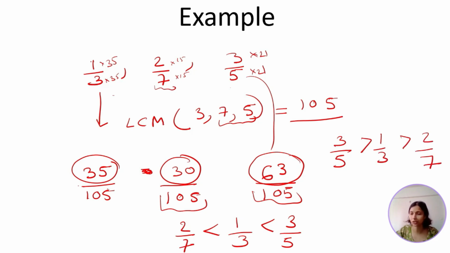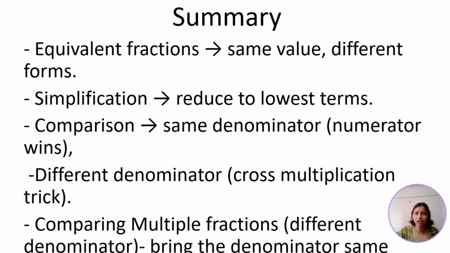So to compare the fractions, you have to bring the denominator same. In the efforts to bring the denominator same, don't forget to change the numerator also. If you're multiplying the denominator by a number, you need to multiply the numerator also by the same number so that the value of the fraction does not change. Just a quick summary, equivalent fractions are the fractions which have same value, only representation is different. Simplification is bringing the fraction to the lowest terms or simplest terms such that the numerator and denominator don't have a common factor other than 1, or numerator and denominator are co-prime to each other.